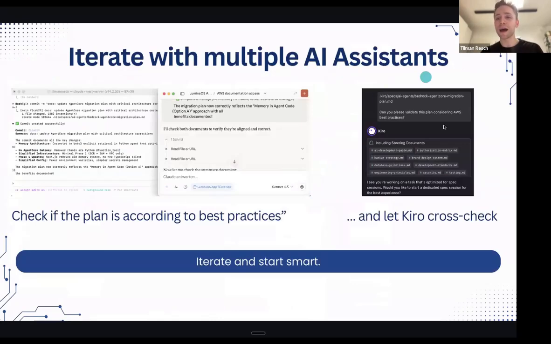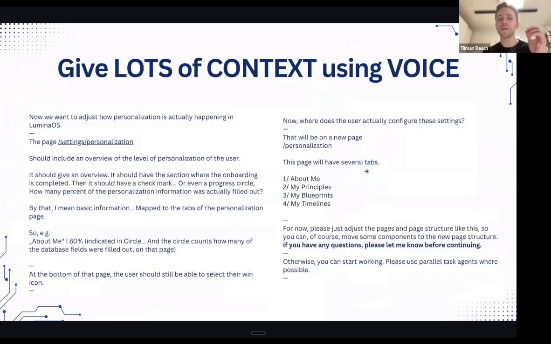You can iterate with multiple AI assistants, especially for complex things, if there are different platform decisions you can take. Sometimes I iterate with Kiro, then with Claude Code, and also with Claude natively. Iterate and start smart. Don't build this technical debt. Give a lot of context using voice, a lot of context.